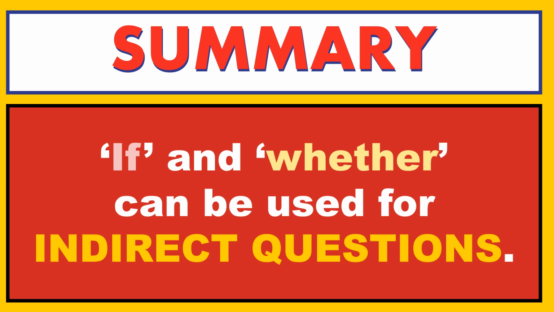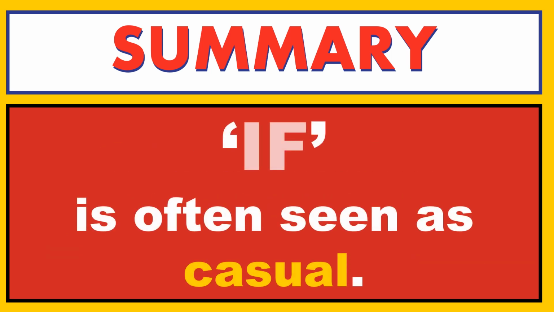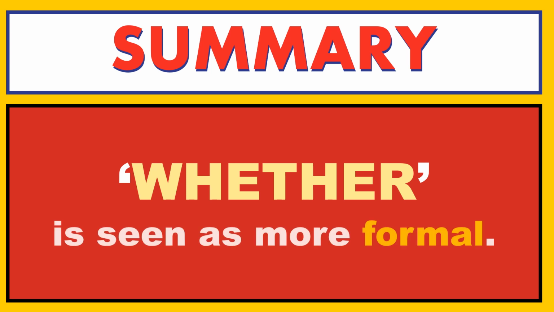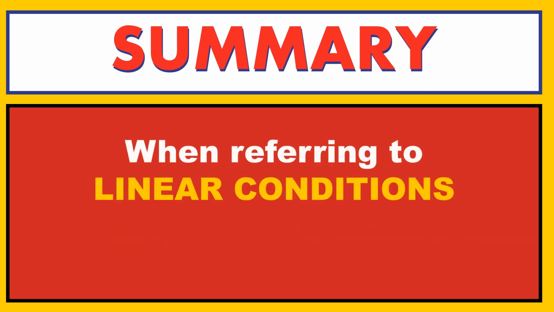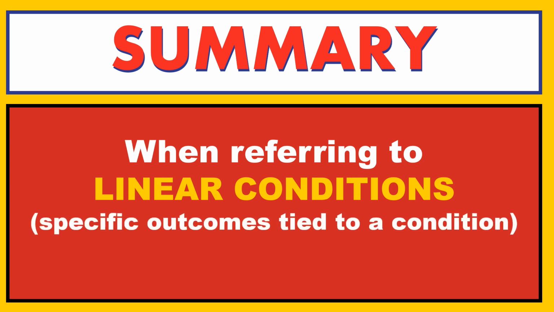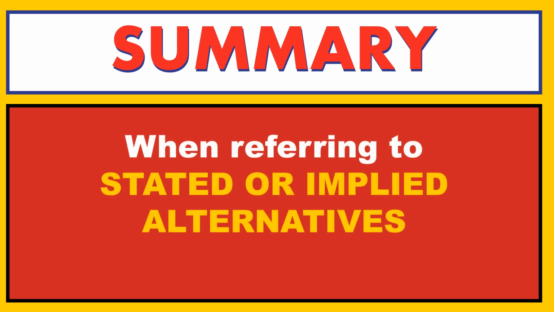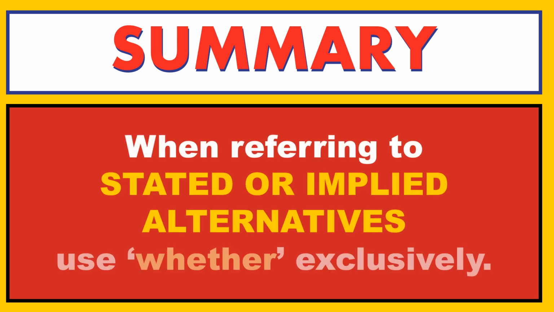Let's do a quick summary. If and whether can be used for indirect questions, and in that context, they are interchangeable. However, if is often seen as casual. Alternately, whether is seen as more formal. However, when referring to linear conditions, and again, that's a specific outcome tied to a specific condition, we will use the conjunction if exclusively. When referring to stated or implied alternatives, we're going to use whether exclusively.